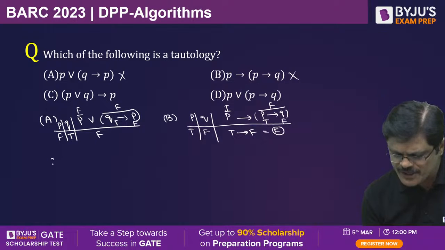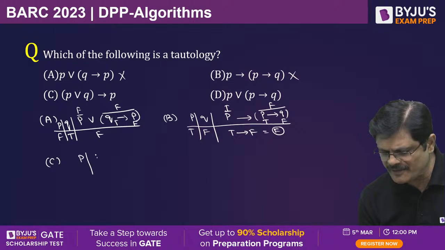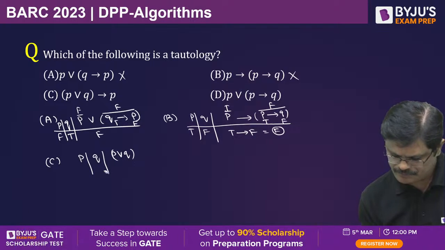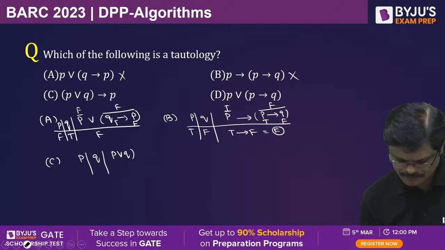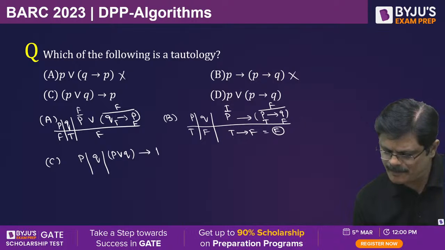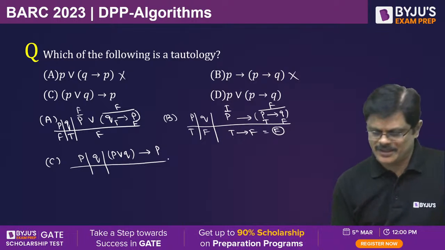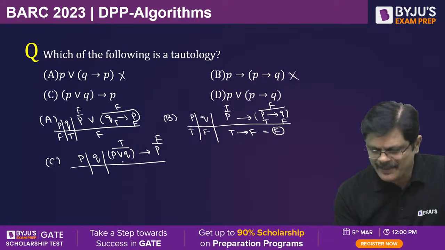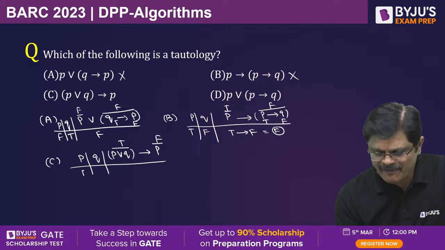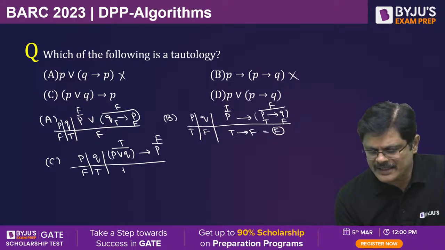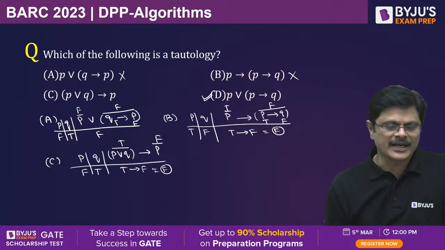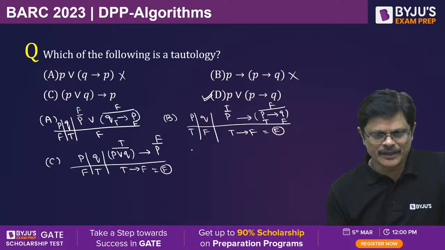Okay. Then option C, P, Q are the variables. P or Q implies P. Now try to make it false. You have to make the antecedent true and the consequent false. I think you can do it by taking P false and Q true. You can make this true implies false, therefore it becomes false. So obviously D must be the correct answer. Let us verify that. Very good, sir. Very good.